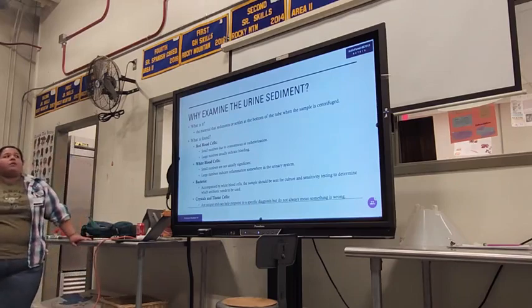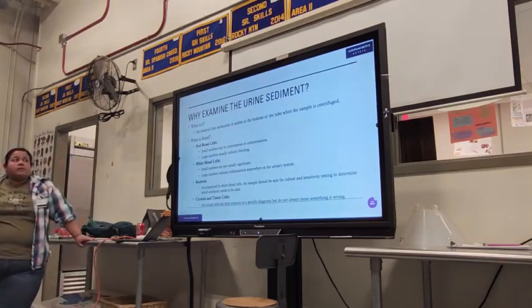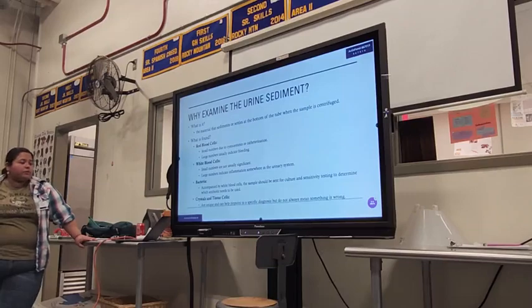All right, so let's talk about the last component. Why examine the urine sediment? Well, it's the material that sediments or settles at the bottom of the tube when the sample is centrifuged. Okay, what can be seen in the sediment? Anything like red blood cells, white blood cells, bacteria, crystals, and tissue can be seen.